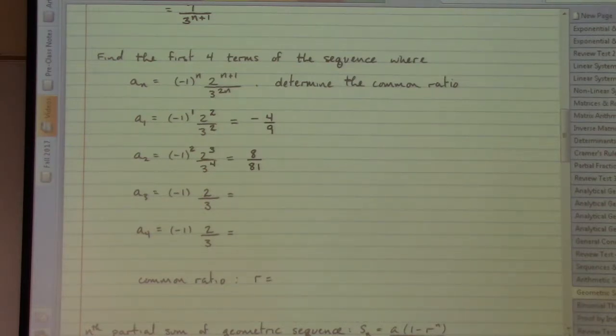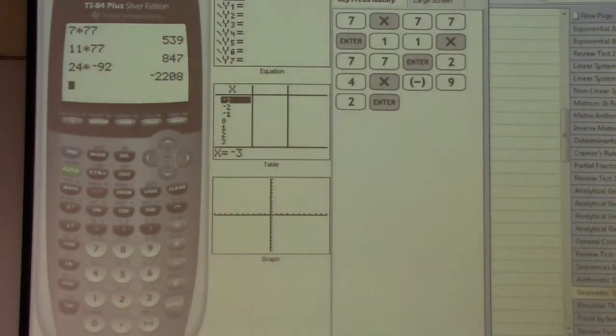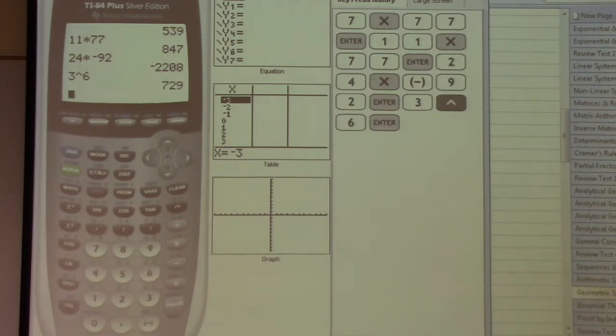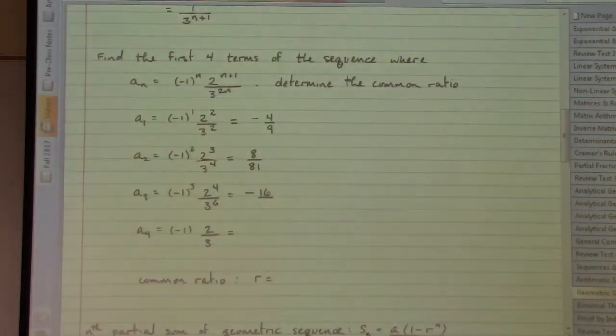Plugging in a 3 means we would have a -1 with a power of 3, a 2 with a power of 4, and a 3 down in the denominator with a power of 6. So this would give us another negative term. 2 to the power of 4 is 16, and 3 to the power of 6 is certainly not something I'm doing without a calculator. 729 it is.